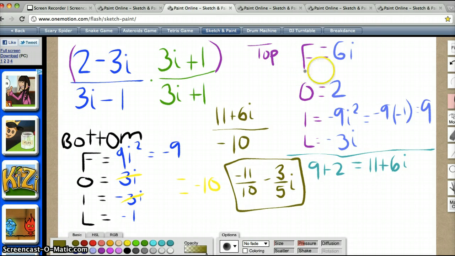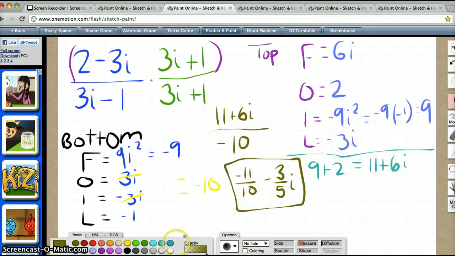So the top we FOILed. The first is 3I times 2I... the first is 6I. The outside is 2 times 1, which is 2. The inside is a negative 3I times a positive 3I, which is a negative 9I squared. Again, I squared is a negative 1, so negative 9 times a negative 1 is a positive 9. And then your last numbers are a negative 3I times 1, which is just a negative 3I. Then we combine like terms. So 6I minus 3I is 3I.